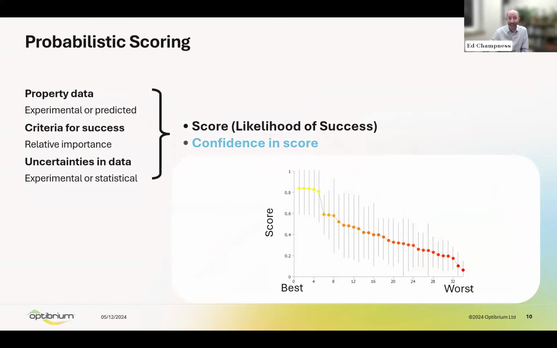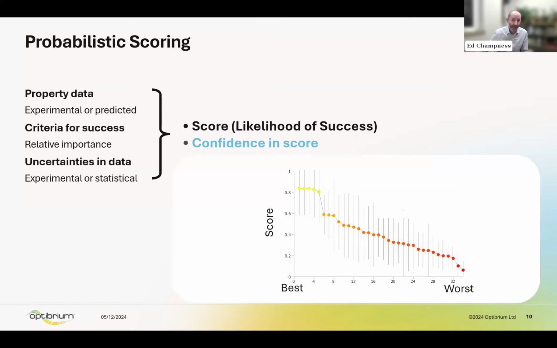And so within probabilistic scoring, we pull together our property data, whatever its source, the criteria for success that we defined, which includes those relative importances, and also the uncertainties in the data, again, whether that's experimental or statistical. It's this combination that we pull together to generate the score, being a likelihood of success, given everything that we know and what we're looking for. Of course, we fed in a lot of uncertain data as well, so there's uncertainty around our scores too. We can generate a confidence in our score, which we want to use when we're thinking about how we might prioritize or triage our compounds as a result.